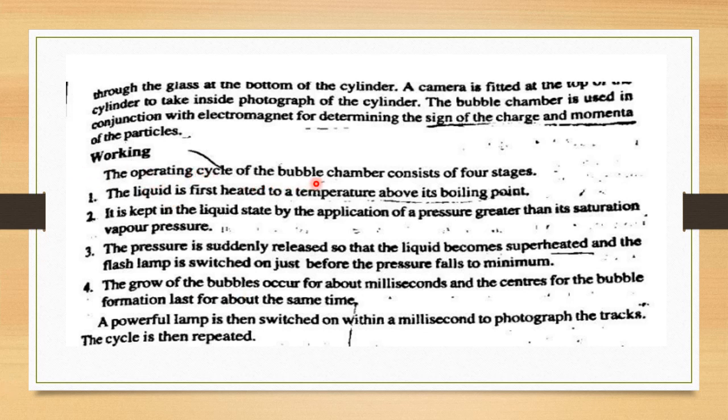The operation cycle of the bubble chamber consists of 4 stages. First, the liquid is heated to a temperature above its boiling point. It is kept in the liquid state by the application of pressure greater than its saturation vapor pressure. The pressure is suddenly released so that the liquid becomes superheated, and the flash lamp is switched on just before the pressure falls to minimum.